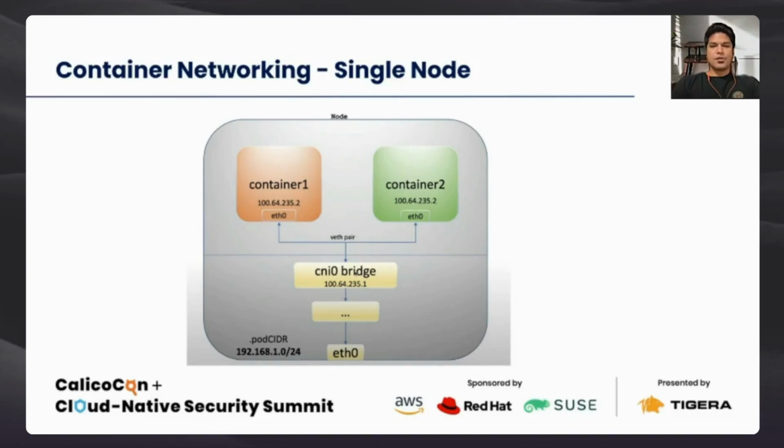This bridge will also have one IP address. By using this bridge, it will connect to these three dots. These three dots can be a kube proxy, kube DNS, etc. There can be many more interfaces in between. The communication then will take place internally within the node itself.